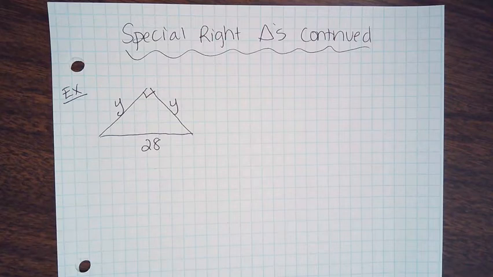Okay, here's part two of special right triangles. So these problems are going to look a little harder. Sometimes the orientation is different. And the other thing about them is that you're not necessarily given that side that is the key to the rest of them.